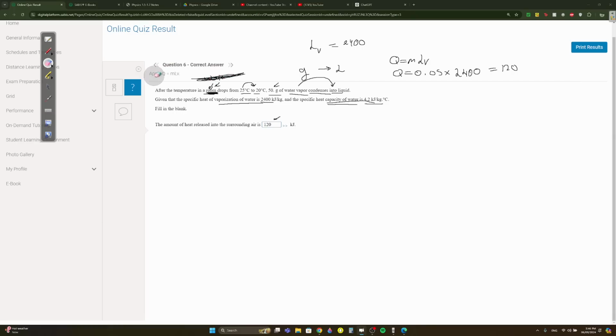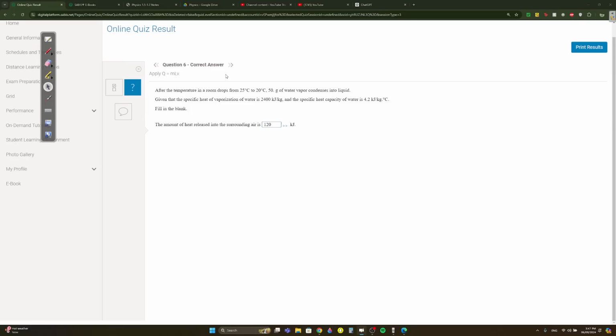If they said temperature of water drops, then of course you're going to do M times C times delta T, mass of water times the C of water times the delta T of water. So pay attention to that. They're giving you this heat capacity of water to trick you. And I'm telling you, the regional head of physics loves to play trick questions. Here it is just Q equals M times LV. That's it. Because the only thing happening here is the water vapor condensing into liquid.